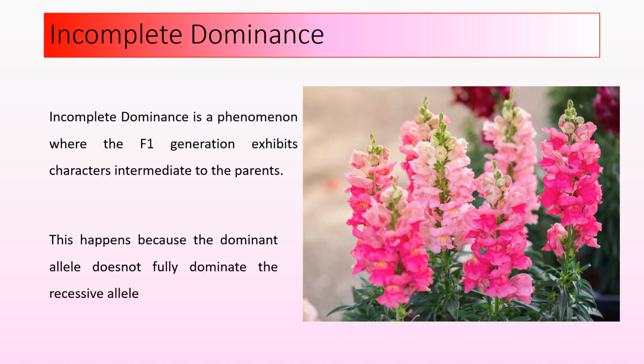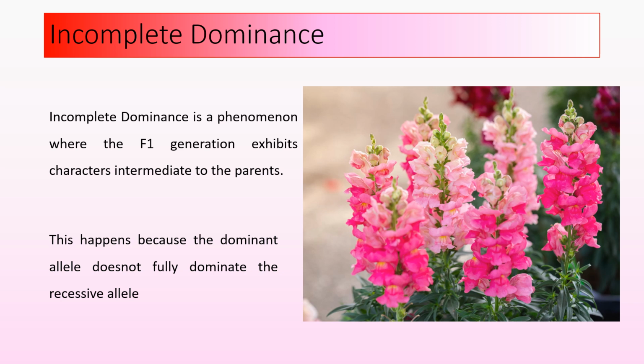So how do we define incomplete dominance? Incomplete dominance is a phenomenon where the F1 generation exhibits characteristics intermediate to that of the parents. And this happens because the dominant allele does not fully dominate the recessive allele, which means neither of the two alleles is able to dominate over the other.